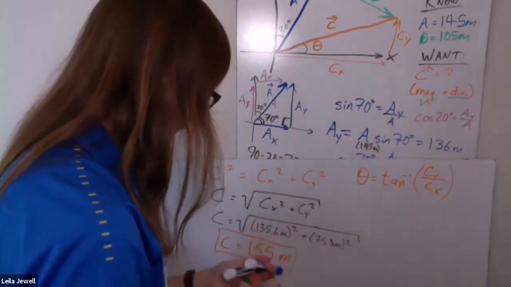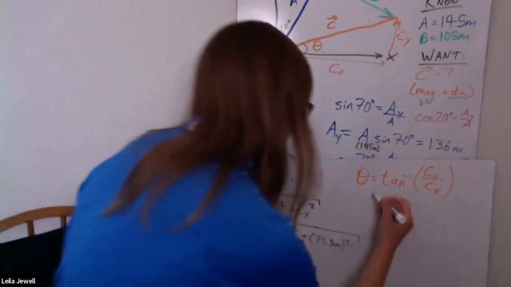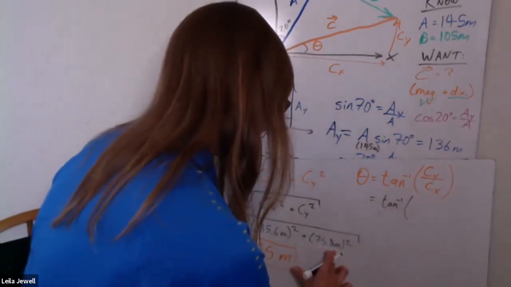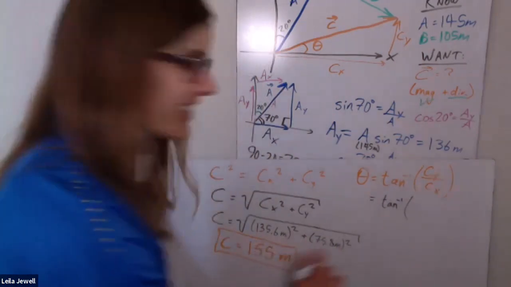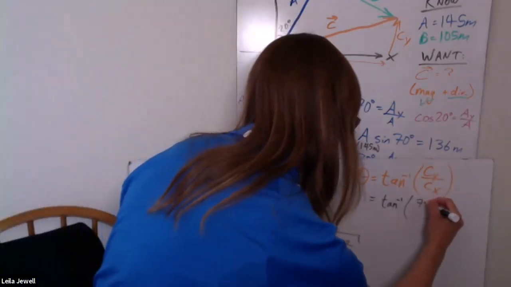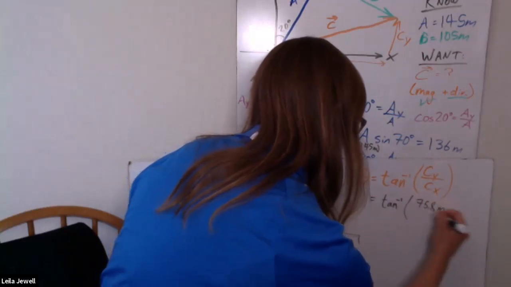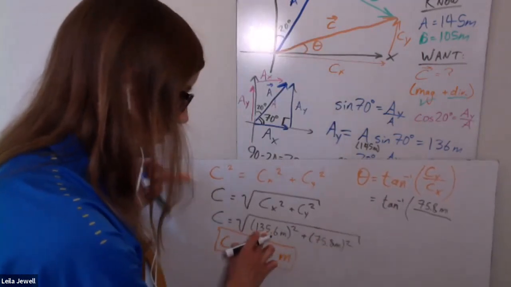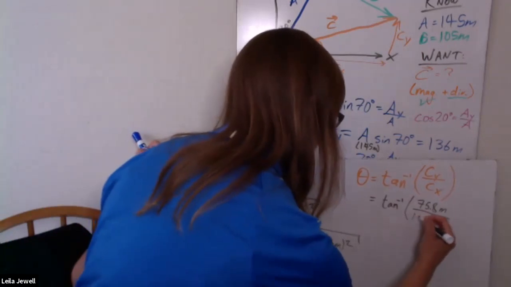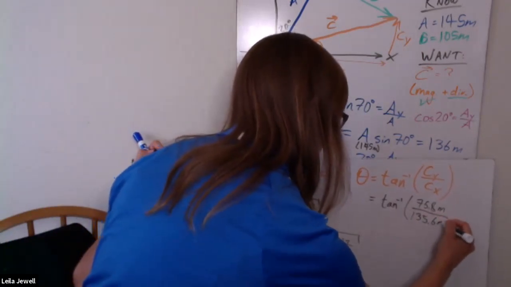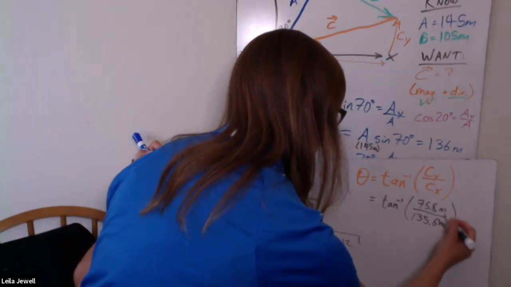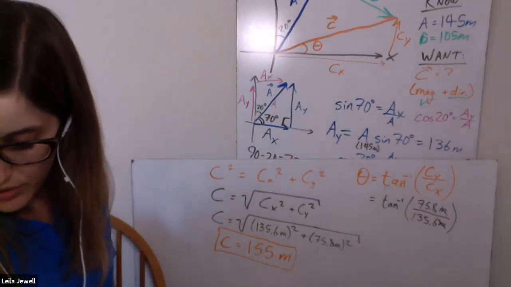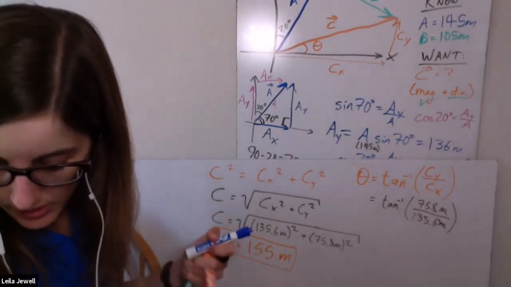And now I can plug in actual numbers here. So inverse tangent of Cy, which was 75.8 meters. Make sure you get it right, so be careful that you copy that correctly. Didn't matter in the last one, the order, but it definitely does in taking the tangent. Divided by Cx, which is 135.6 meters. And since those are both meters, the meters will cancel and we'll just have the inverse tangent of a ratio.